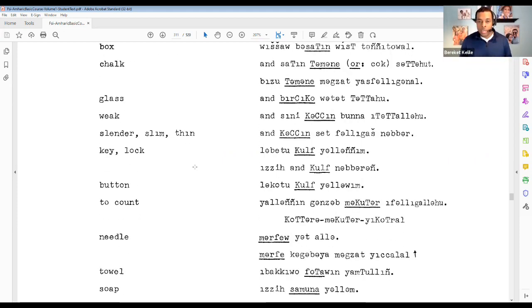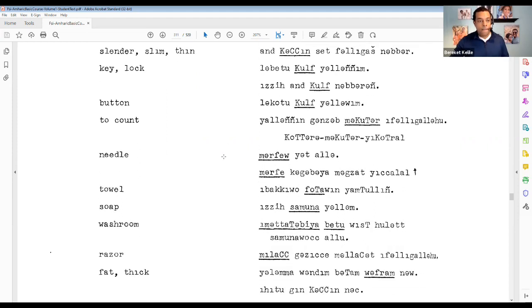Kach from the word there, if we strip away again what I think is the direct object suffix there, kach, which is weak or slender or slim or thin. You have kulf, which is key or lock. Makutar, to count. And another related word that you'll hear often is kutar, which is a noun. It means number, and people use it especially when talking about phone numbers.